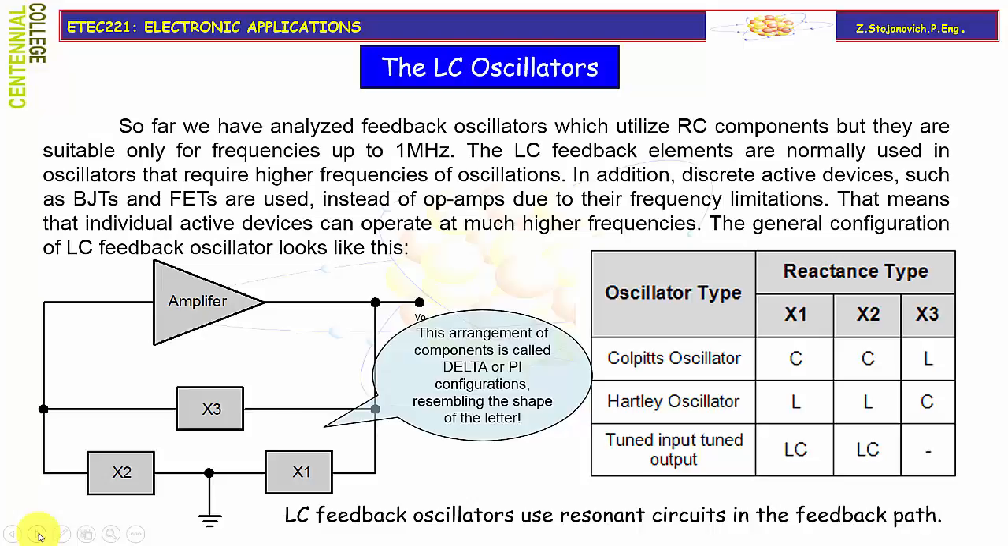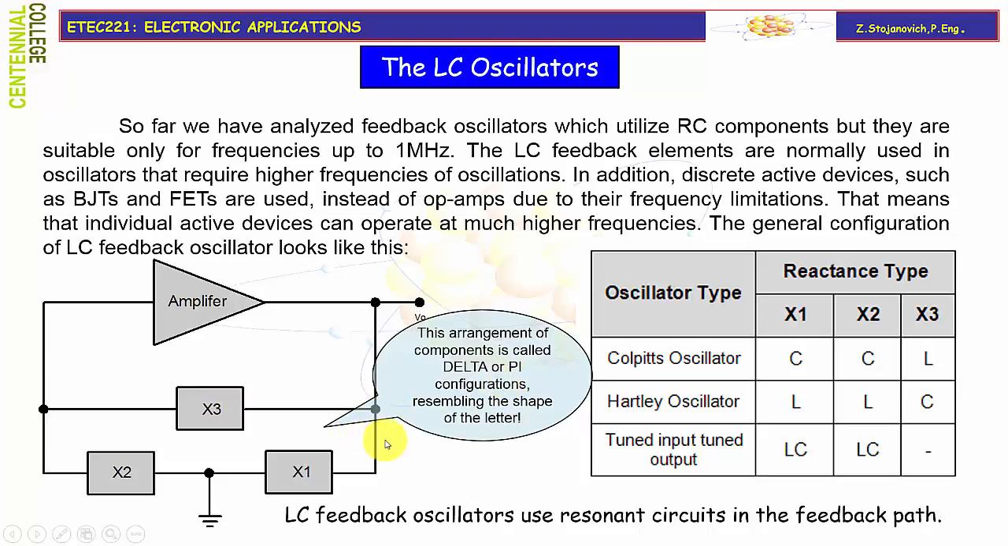In addition, discrete active devices such as BJTs and FETs are used instead of op-amps due to their frequency limitations. That means that individual active devices can operate at much higher frequencies. The general configuration of LC feedback oscillator looks like this. We have, of course, an amplifier, and between the amplifier's output and input we have a feedback network, which consists of three reactances, X1, X2, and X3, and they form a shape of delta or Pi configurations.